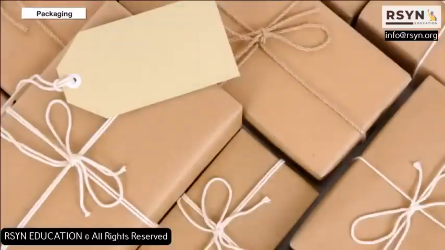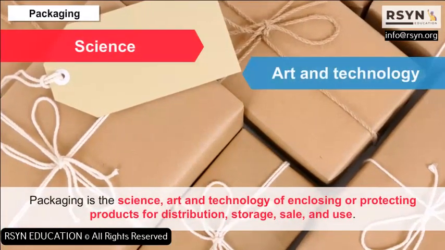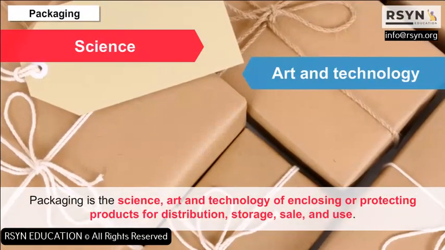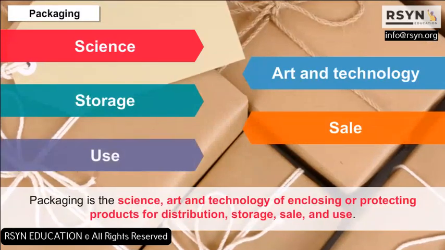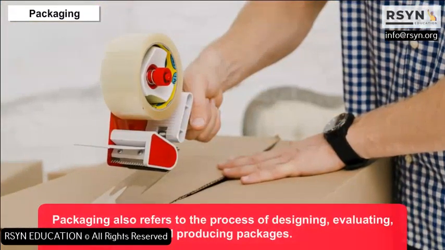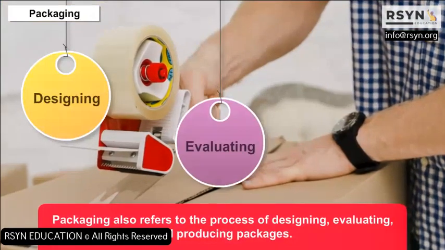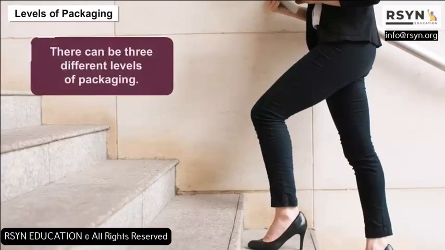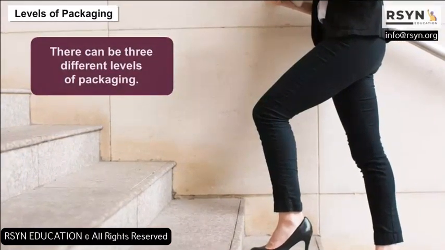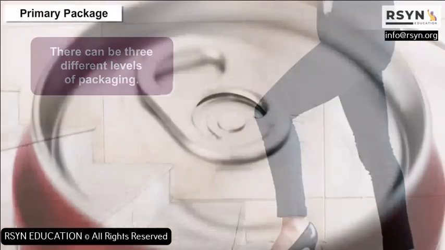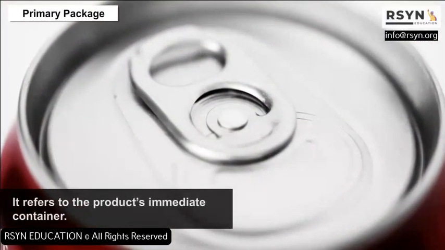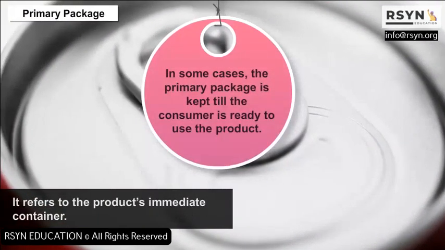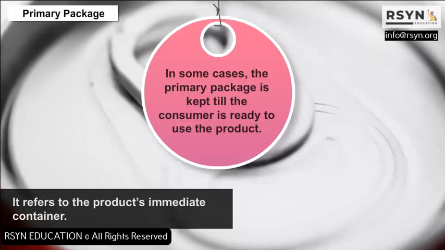Packaging. Packaging is the science, art, and technology of enclosing or protecting products for distribution, storage, sale, and use. Packaging also refers to the process of designing, evaluating, and producing packages. Levels of packaging. There can be 3 different levels of packaging. These are as below. Primary package. It refers to the product's immediate container.